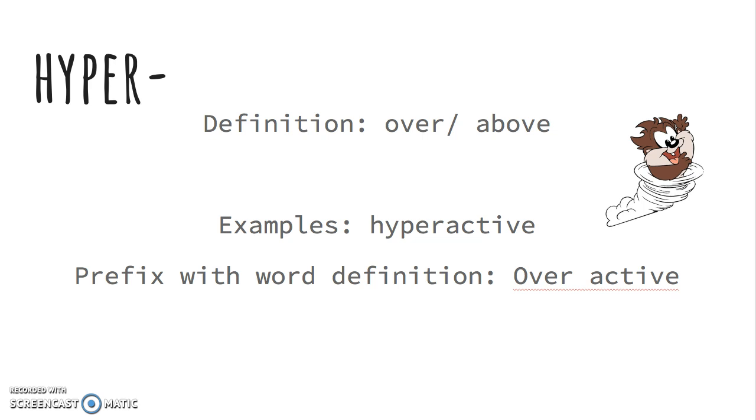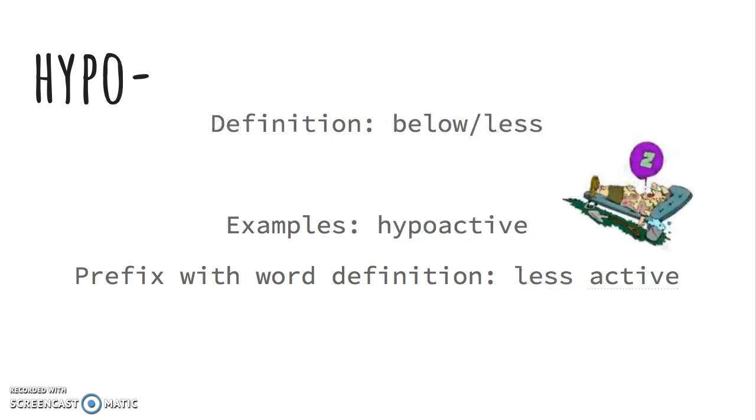If we're going to be looking at the opposite of that, which is hypo, which by definition means below or less, if we were to put hypo in front of active, that means less active. So you can see how putting a new word part in there changes the definition, shapes the definition.